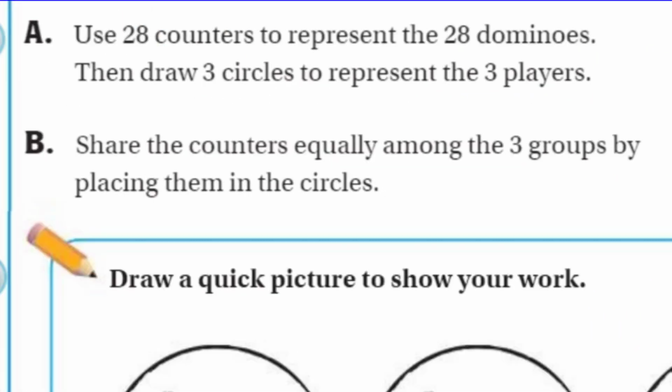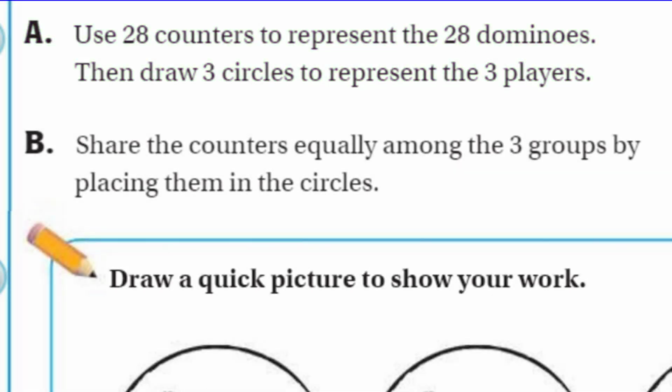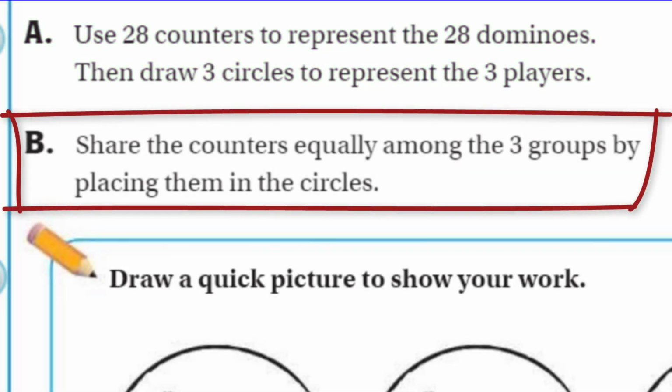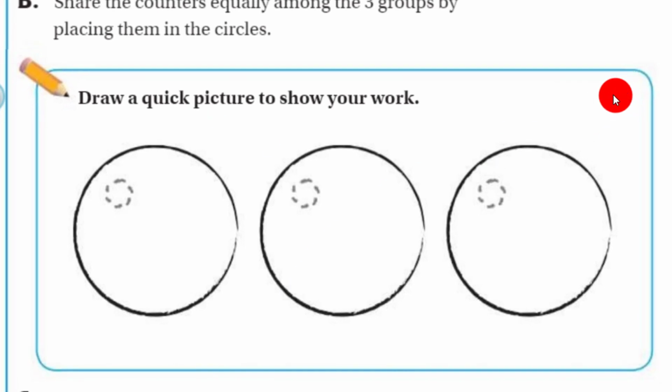Now for A, it says to use 28 counters to represent the 28 dominoes. Then draw three circles to represent the three players. They've done that for us here. B says share the counters equally among the three groups by placing them in the circles. I didn't show 28, but I'm going to drag them and just count as I go. We just have to keep track of how many we have.